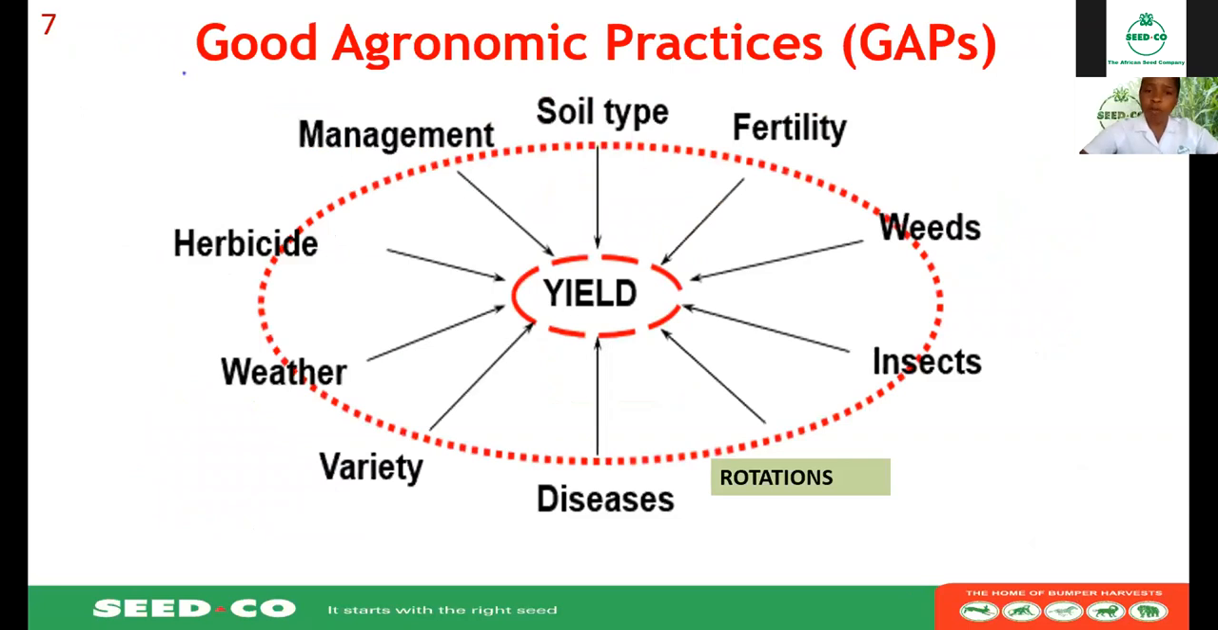So looking at the good agronomic practices, common as this term may be, and as much as we speak about it frequently, you might find that most might fail to understand that this is a blanket term that encompasses a lot of sub-sectors that include soil type, fertility, weed management, insect pests, diseases, variety selection, the weather. These all contribute to the yield. So the good agronomic practices are what is going to unlock the genetic potential in the varieties in question.